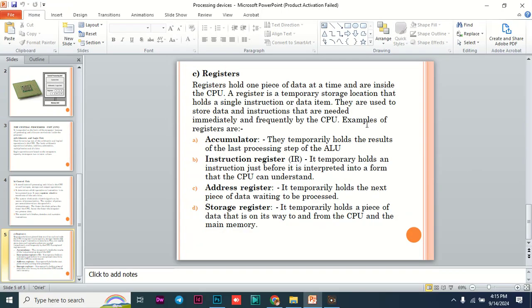Okay, talking of registers, that brings us to the end of this tutorial on the processing device. We have talked about what the processing unit, the CPU, is all about. We have said that this is the brain of the computer. We have also talked about the components in the CPU: the control unit and its functions, the ALU and its functions, and the registers, their types, and their functions.